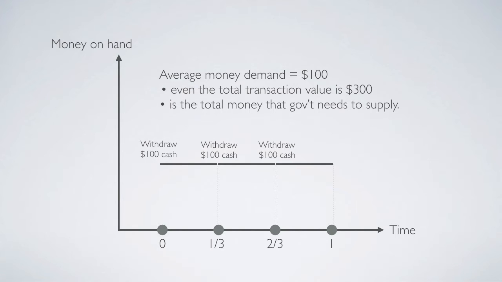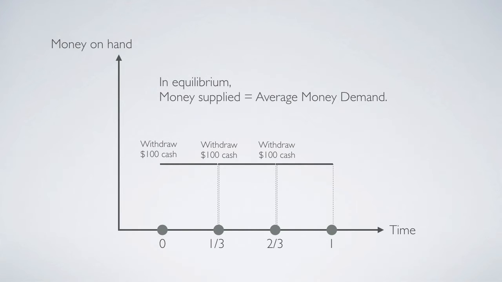And the average money demand can support a total transaction value that is much larger than the money quantity demanded. So in equilibrium, whatever money the government supplies or prints for transaction needs has to be equal to the average money demand of the entire economy.